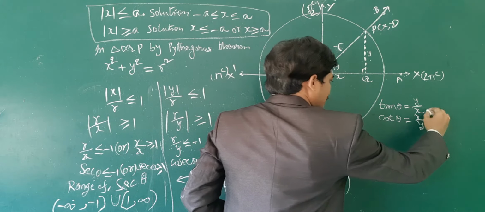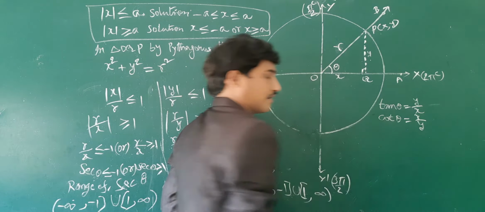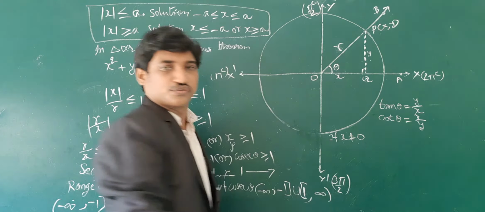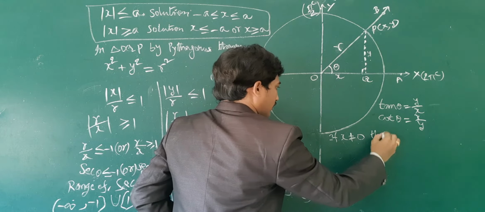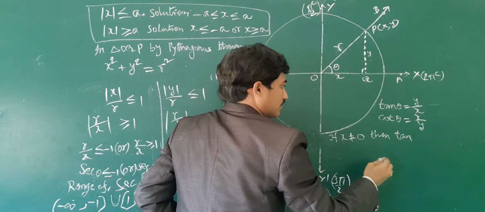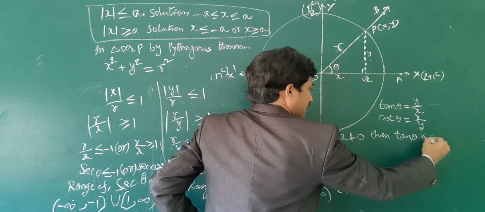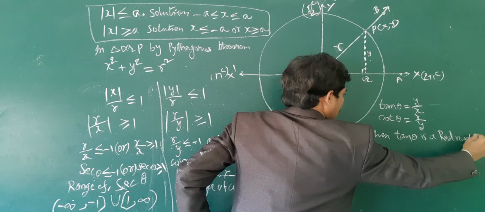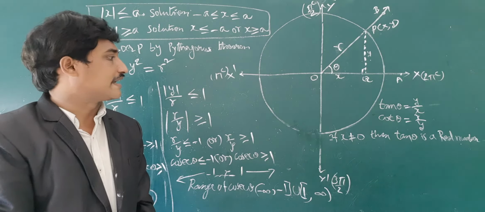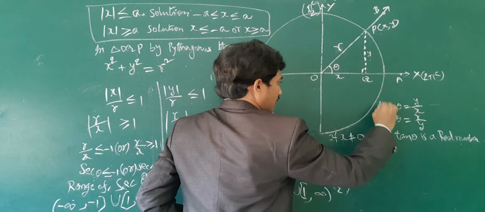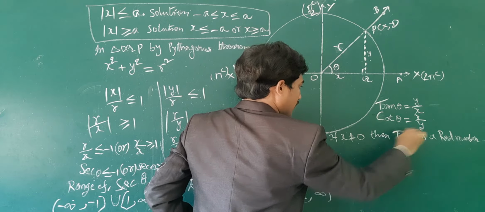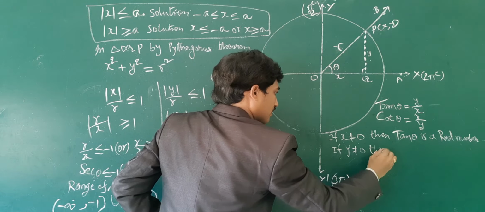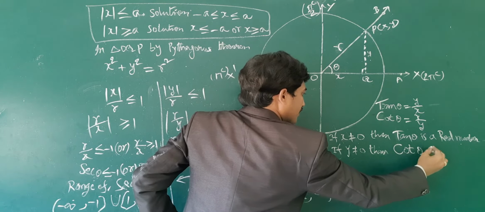If x is not equal to 0, then tan theta is a real number. If y is not equal to 0, then cot theta is a real number.